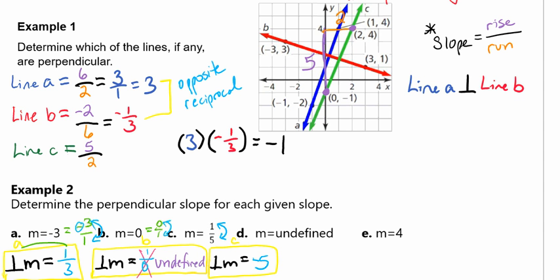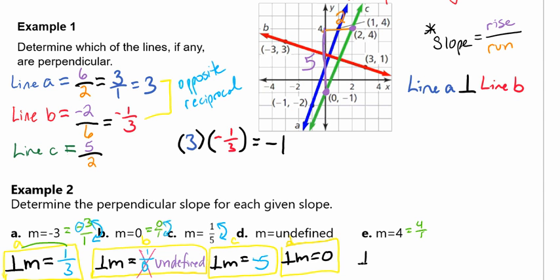Now, take a look here so you don't get confused. Letter D says that the M is undefined. Now remember that our perpendicular slope for 0 was undefined, which tells us that our perpendicular slope here is going to be a 0, because those are reciprocals of each other and they go together for perpendicular. So that's letter D.